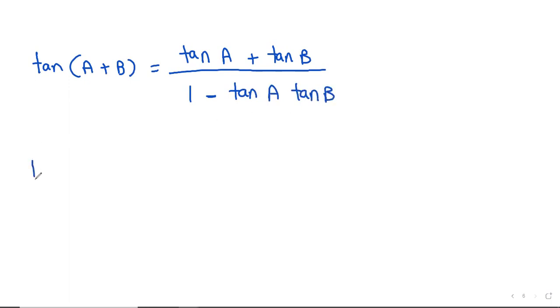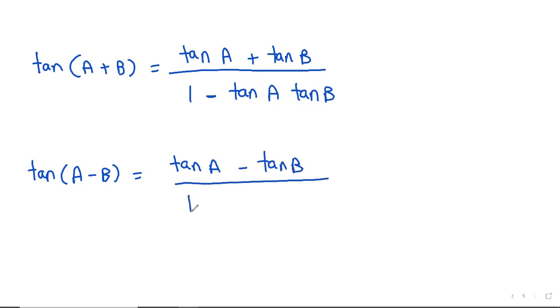And also you can prove that tan (A minus B) will be equal to tan A minus tan B, all divided by 1 plus, just change the sign here, 1 plus tan A tan B. You can try to prove tan (A minus B). So we have two rules for the sum and the difference of two angles. Here tan (A plus B) and here tan (A minus B).